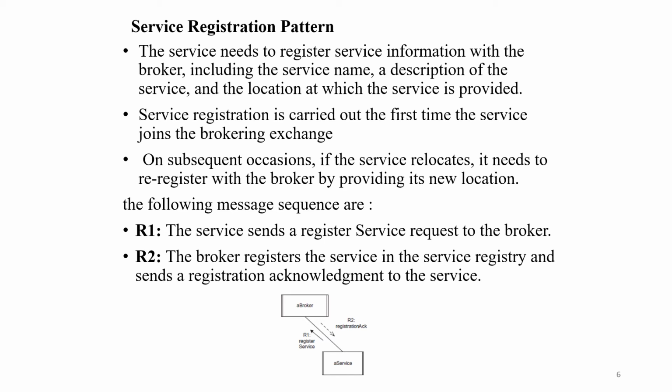Here is a simple scenario where R1 and R2 are the two message sequences. R1 is the message to register the service, which is a request to the broker, and R2 is the broker registering that service in the service registry and sending the acknowledgement of the registration of that service.